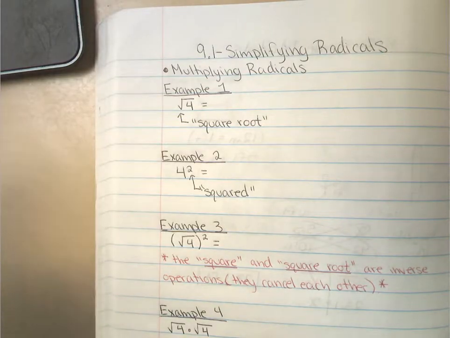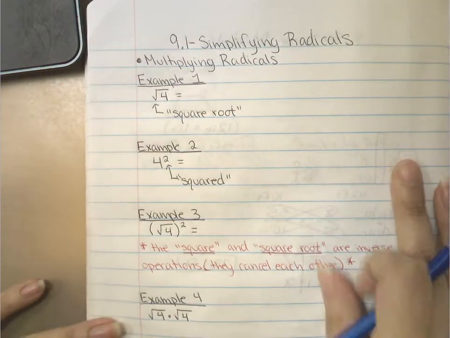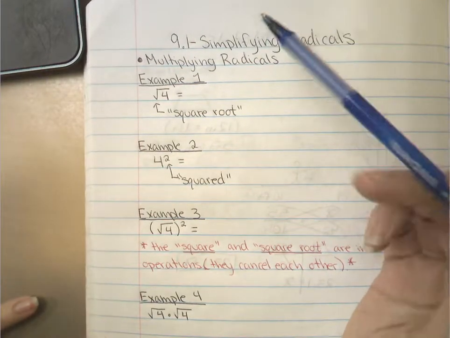Alright, so this unit is titled 9.1 Simplifying Radicals. This is the first section. It's going to be broken up into 3 parts, so I'm doing the video for the first part, which is multiplying radicals. And the first 2 examples for this section are just for us to see the difference in vocabulary.